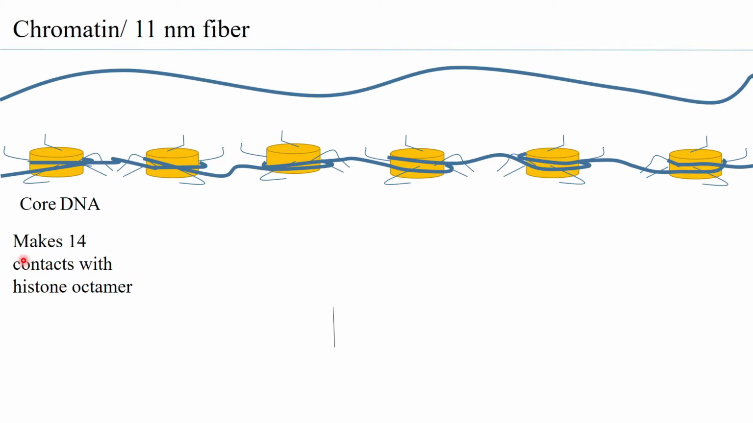But what is interesting is that for every stretch of DNA coiled around the nucleosome, the DNA makes about 14 contacts with the histone octamer. Now, this suggests that there are 8 histones that form one nucleosome. So it is basically an octamer that forms the entire nucleosome core particle.